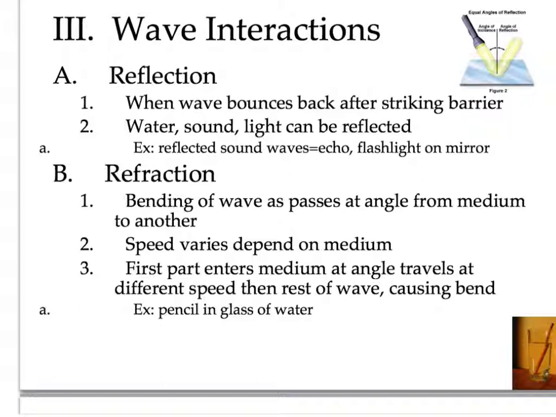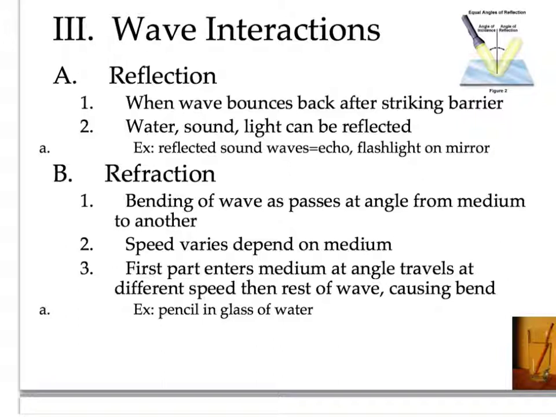First type of wave interaction is what's called a reflection. This is when waves bounce back after striking a barrier. So just like the picture up top, when a flashlight, the light strikes the mirror and reflects back off. Okay. Water, sound, light can be reflected. For example, a reflected sound is what we call an echo.